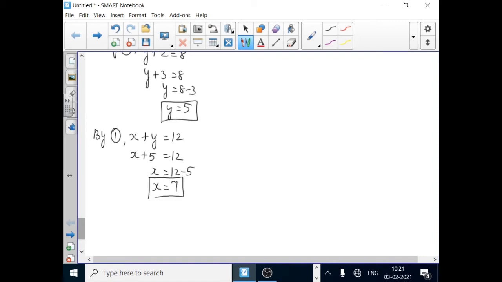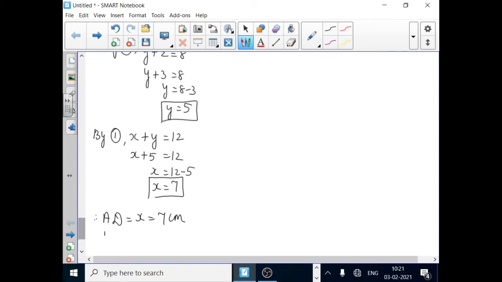We are getting x equal to 7, y equal to 5, z equal to 3. The question is not x, y, z. They ask to find the side length of the sides AD, BE, CF. Therefore, AD value is, in the diagram it is given as x. So, that is equal to 7 centimeter.